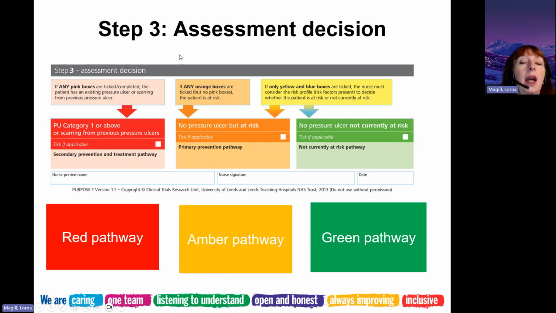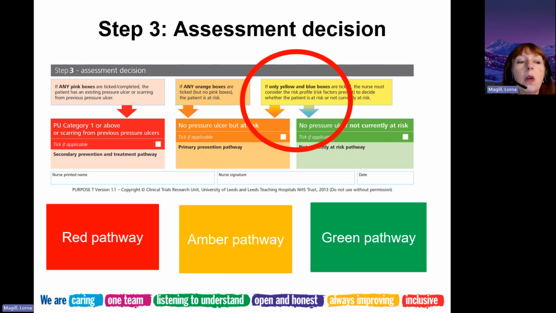So step 3 at the bottom of our form is our assessment decision. If any pink boxes are ticked, we're coming down this line and going on to a red pathway. If any orange boxes are ticked, they have no pressure ulcer, onto an amber pathway. But the second place where I mentioned about clinical judgment needing to be employed is here. If only yellow and blue boxes are ticked, we need to consider the risk profile of that individual to decide whether or not they are currently at risk.